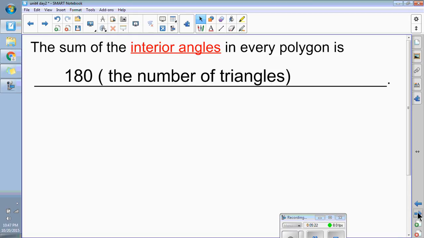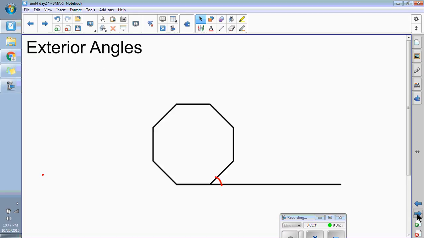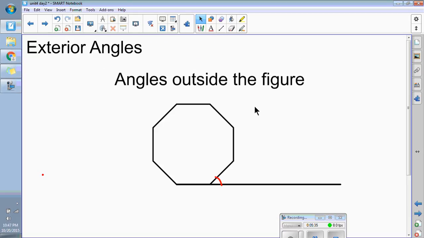All right, so again, that all deals with interior angles. Naturally, the next thing we want to talk about with polygons are the exterior angles. An exterior angle is just an angle that's outside the figure.